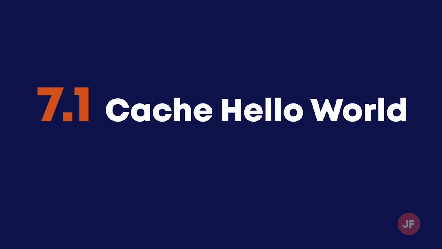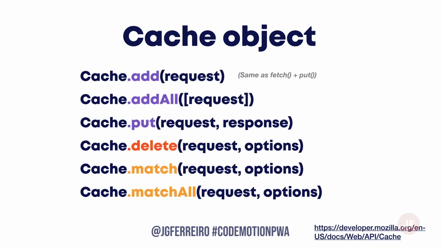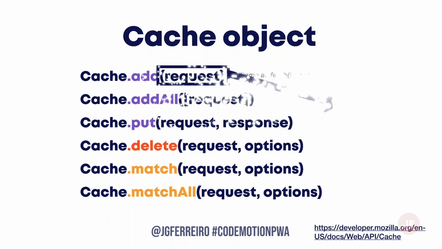Anyway, so 7.1, cache hello world. As I mentioned before, we have this Cache Storage API. It's very simple. We call caches.open, and basically that will return a promise with a cache object. Why is this important? More of this later. The cache object will expose several methods like addAll, put, delete, matchAll. That will let us add a resource to the cache, delete a resource from the cache, or check if a resource is in the cache.